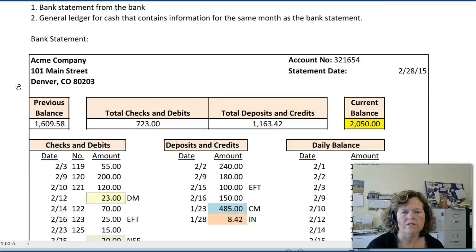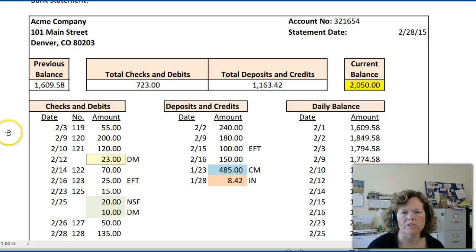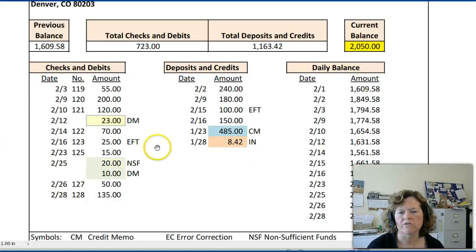All right. Here's the example of a bank statement. I've adapted this from an exhibit in your book. So we've got the company's name, the account number, the statement date. This would be the period ending. So in this case, it's for the month ended February 28th. We've got the previous balance from last month, minus any checks and debits, plus deposits and credits equal the current balance. And I've done some color coding here. You're going to see these color-coded items show up down in the bank reconciliation. Makes it a little easier to trace back and forth.